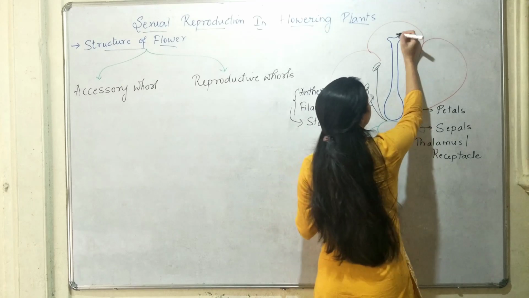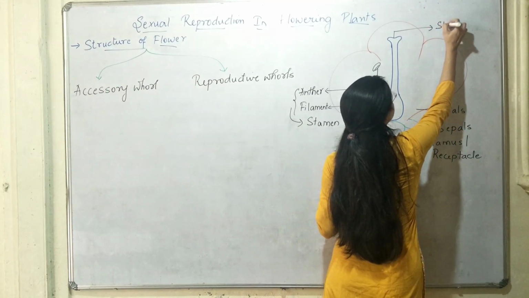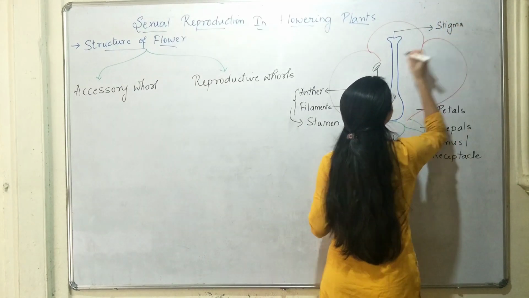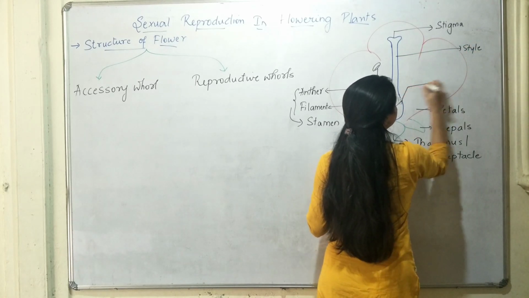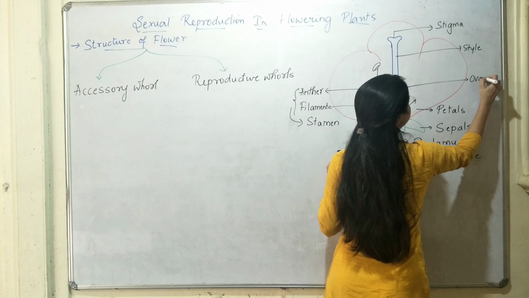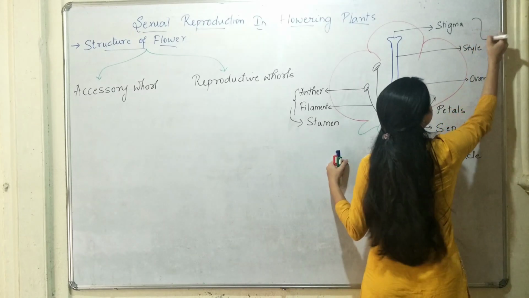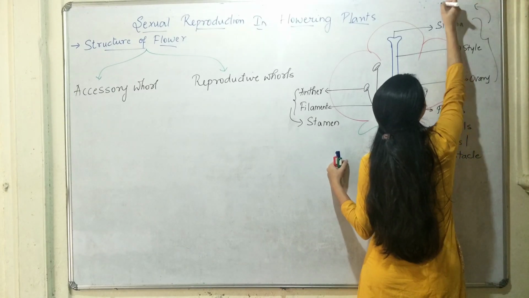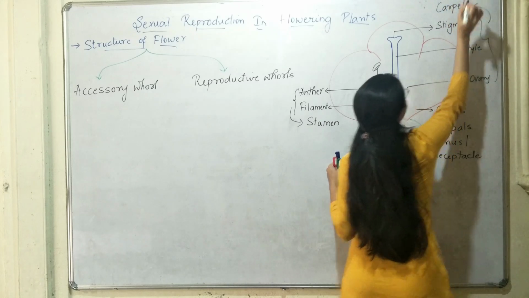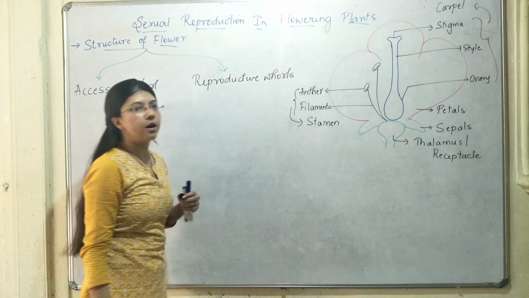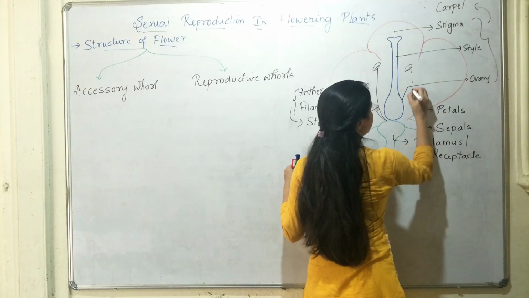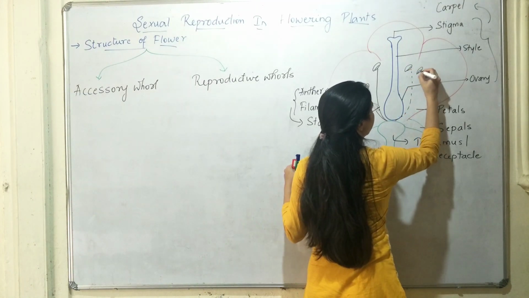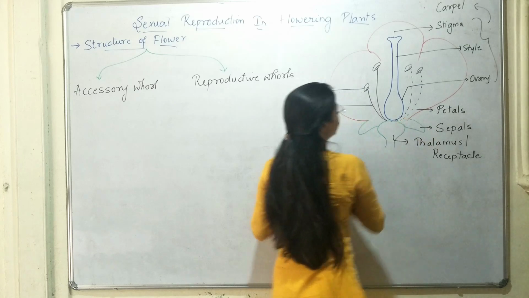The blue colored structure again has three parts: stigma, style, and ovary. Together, the stigma, style and ovary represent the female reproductive part which is called the carpel. Here also, of course, there will be the presence of the male reproductive part. This is just for the understanding.